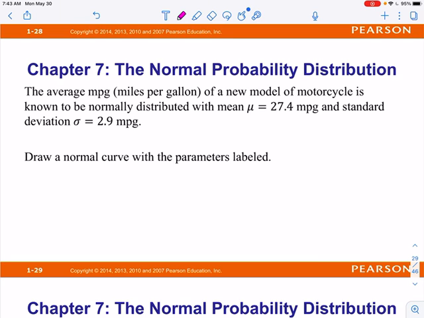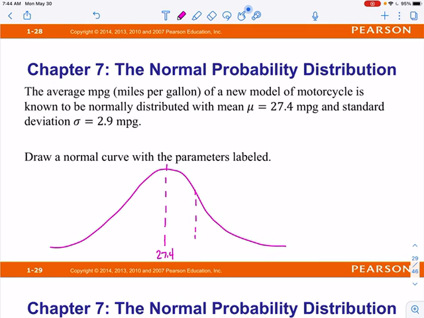For the next one from chapter 7, the average miles per gallon of a new model of motorcycle is known to be normally distributed with a mean of 27.4 miles per gallon and a standard deviation of 2.9. We want to draw the normal curve with its parameters labeled. We're just going to draw our curve to the best of our ability. What's going right down the center is our mean, so our mean is 27.4. As we go up, we are going to add 1 standard deviation, and as we go to the left, you're going to subtract 1 standard deviation.